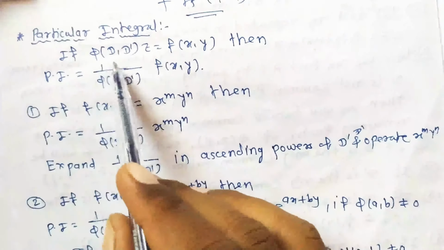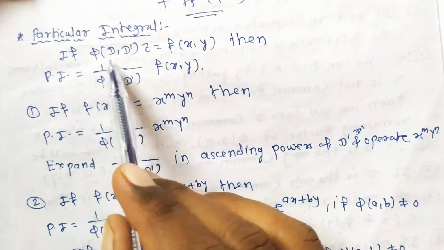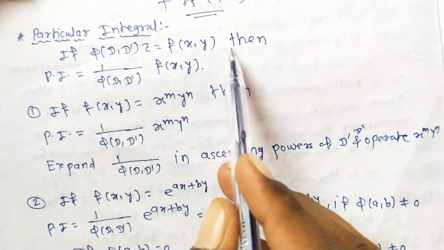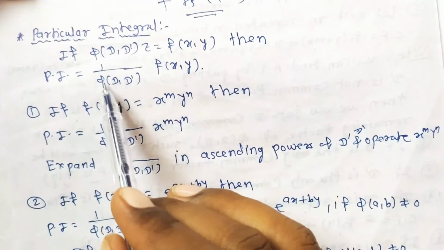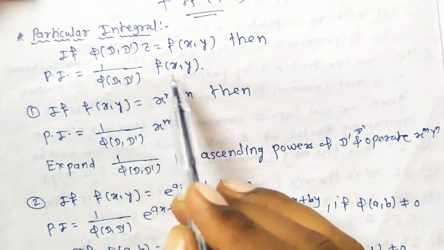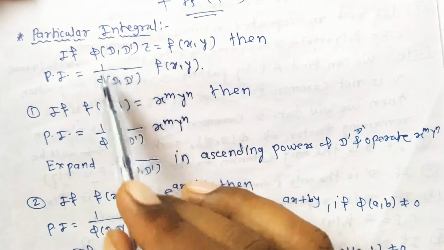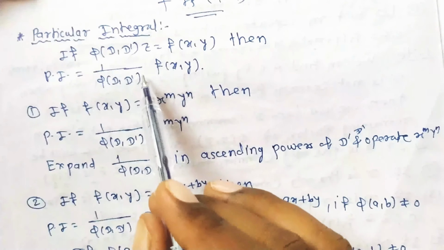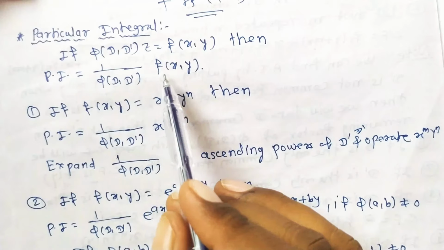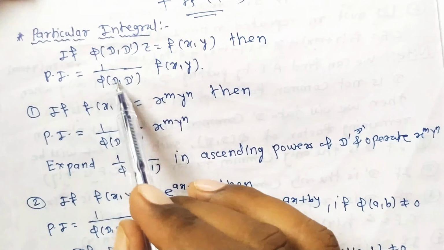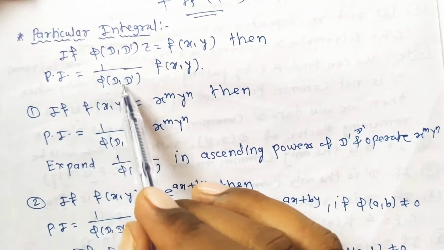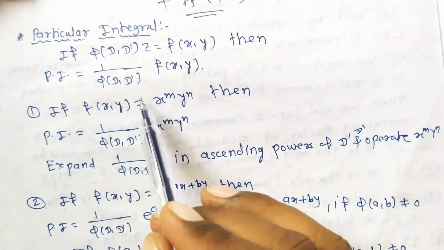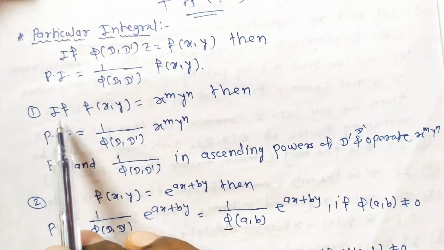Now suppose the given partial differential equation is phi of D, D dash into z is equal to f of xy. Then we know that the particular integral formula is 1 upon phi of D, D dash into f of xy. So this is the standard formula for how to find PI. जैसे linear differential equation with constant coefficient में हमने लिया था 1 by phi of D into f of x. Same here we have to take 1 upon phi of D, D dash into f of xy. Okay, so the first formula is this.